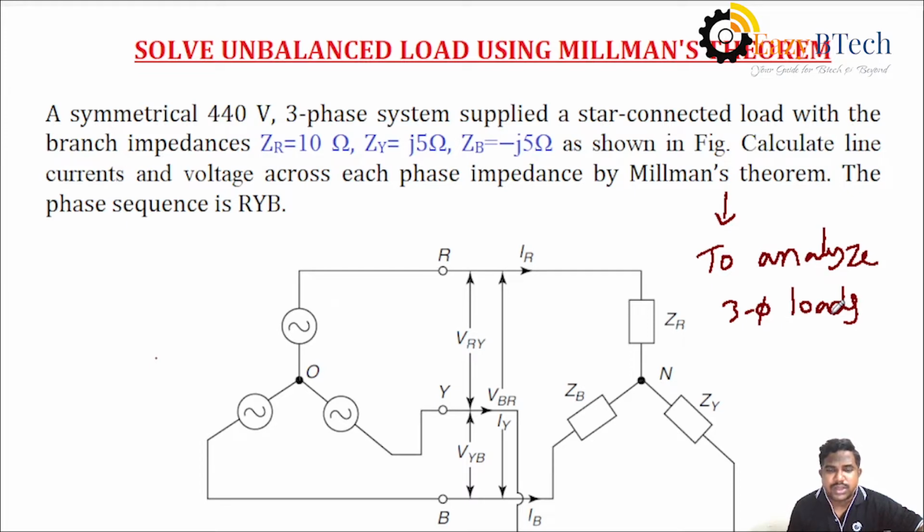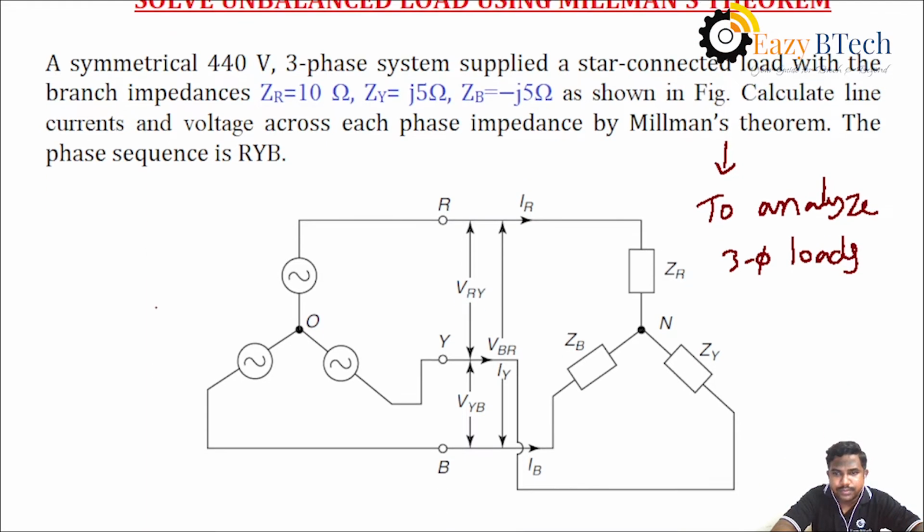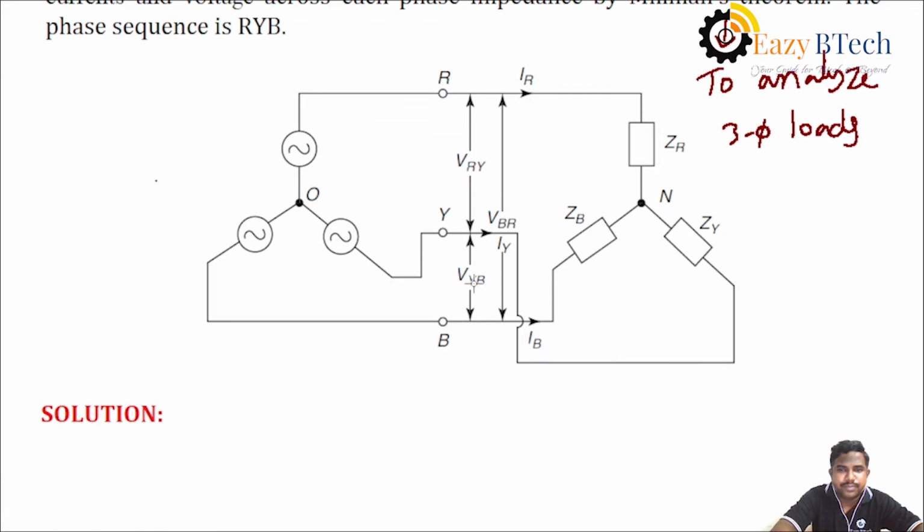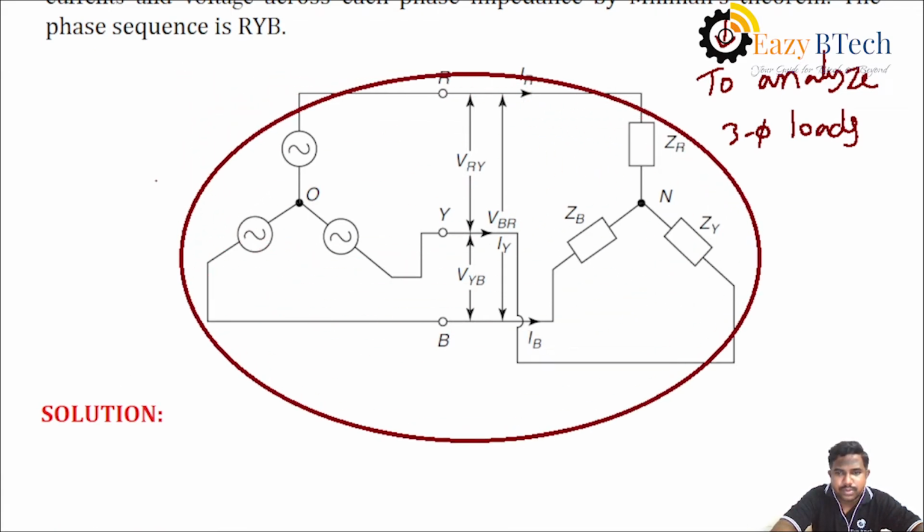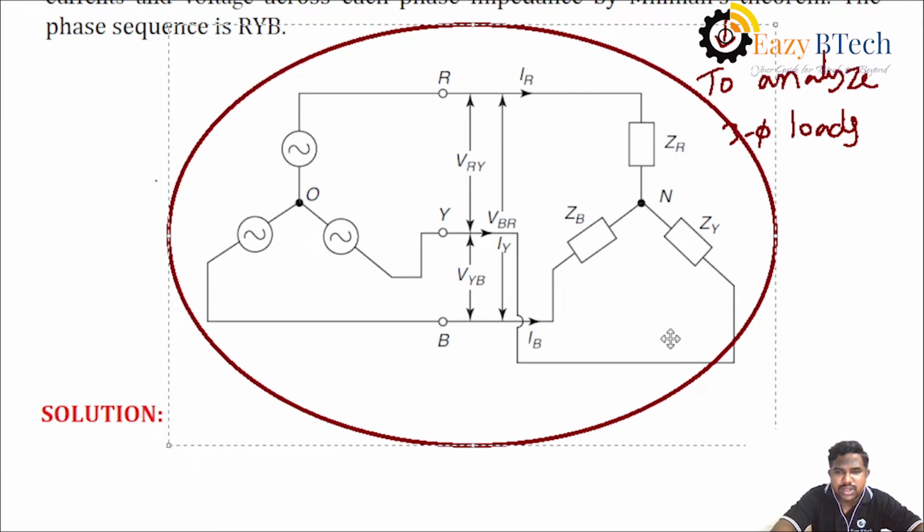I am considering the circuit here. Millman's theorem can be applied to star networks. That is, a symmetrical 440 volts three-phase system is applied to a star connected load with the impedances ZR equal to 10 ohms, ZY equal to j5 ohms, and ZB equal to minus j5 ohms. As shown in the figure here, this is the circuit.